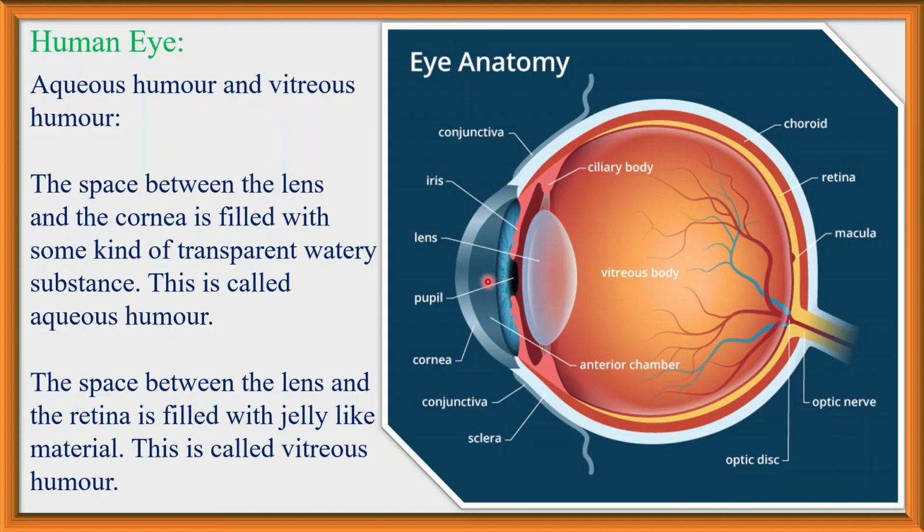And the space between the lens and the retina is filled with jelly-like material. This is called vitreous humor. That is, the watery substance between lens and cornea is known as aqueous humor, and the jelly-like substance between lens and retina is known as vitreous humor.